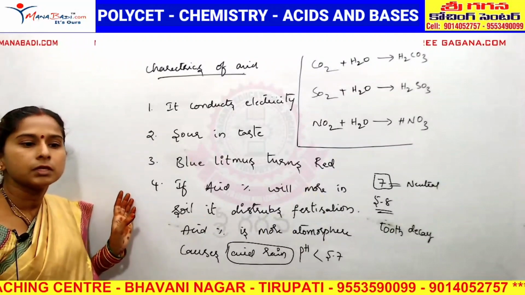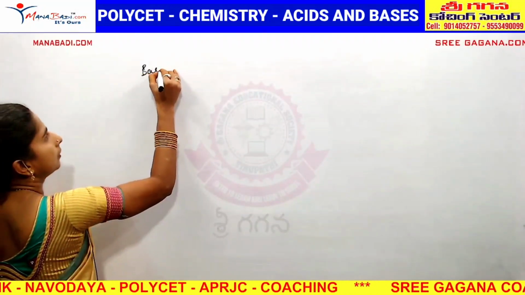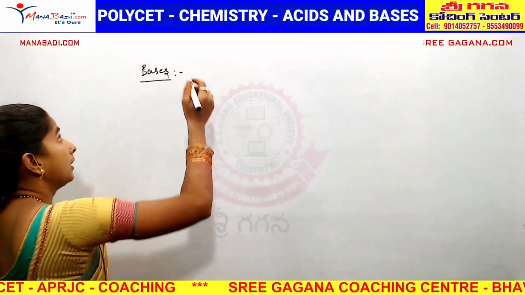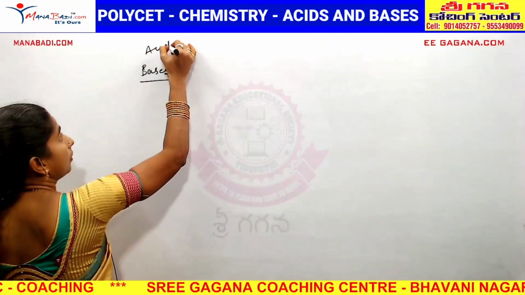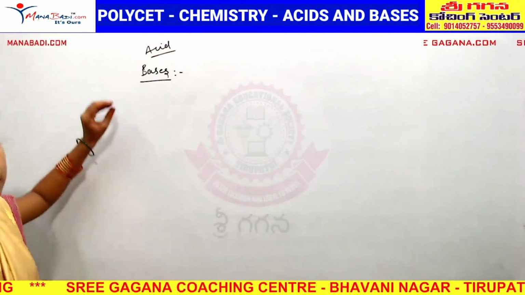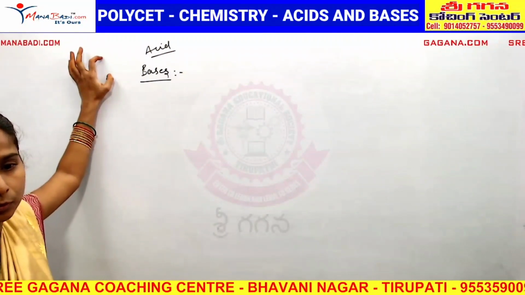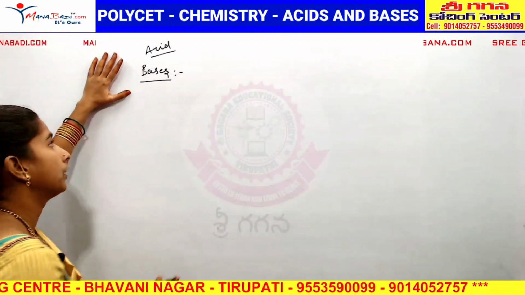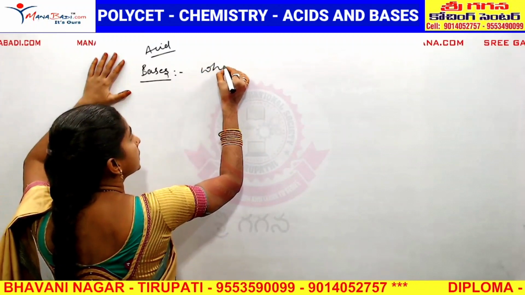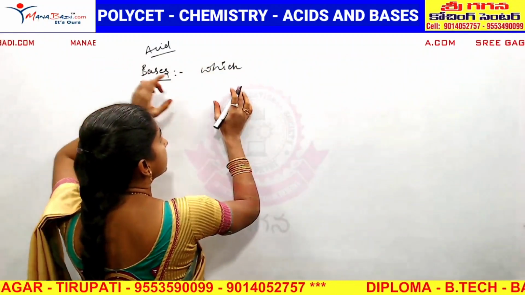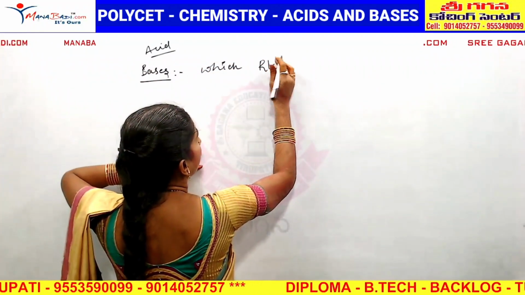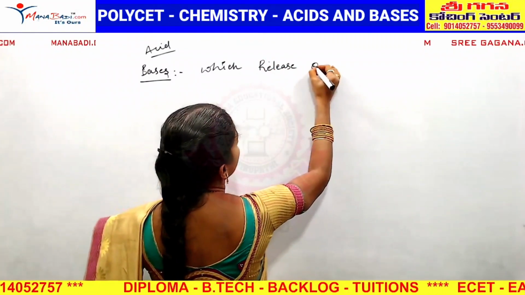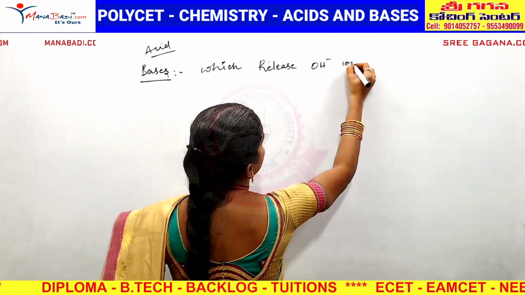After that, we will see bases. According to Arrhenius theory, Arrhenius has given definitions for acid and base. Till now we discussed acid. Now we are going to the bases. What is meant by base? A base is a substance which releases OH minus ions in water.